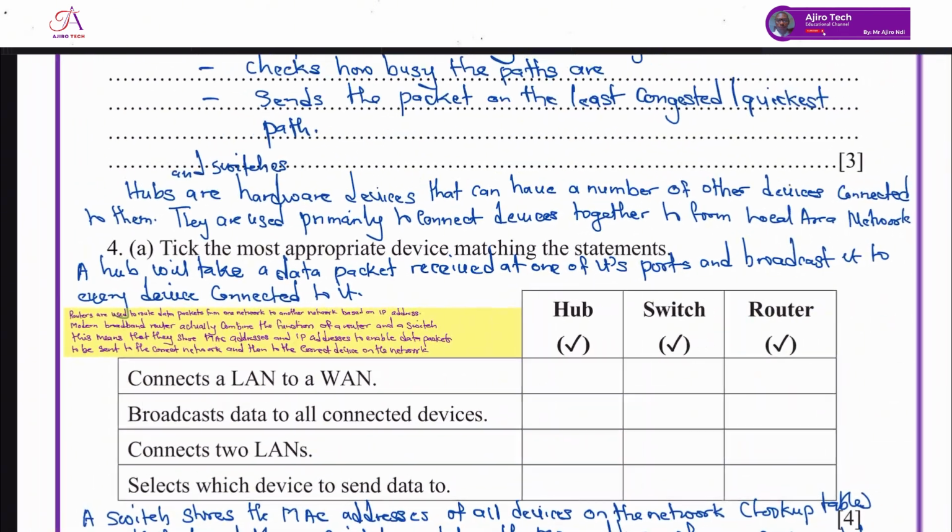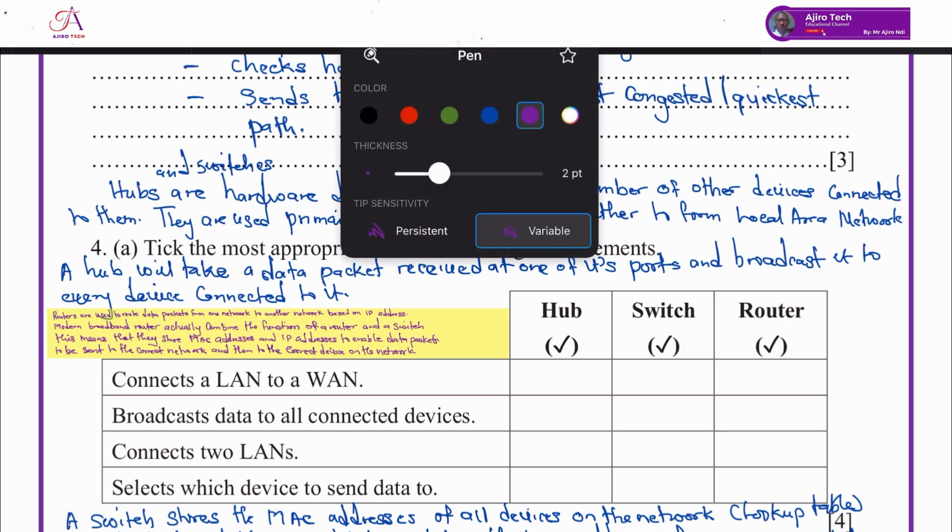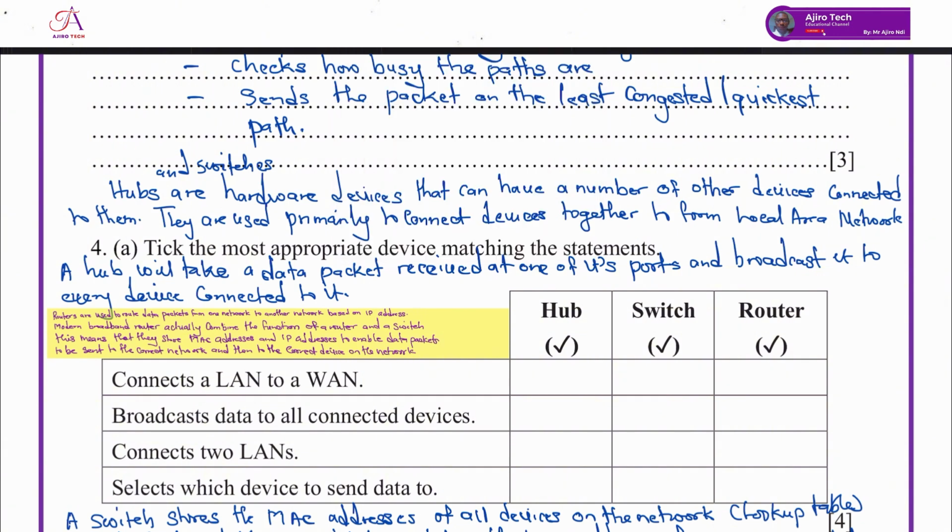So now we've done enough of this. What I want you to do is pause this and see how you can attempt 4A. Pause the video with what you've learned. We've talked about hubs, switches, and routers. See how you can attempt this, and once you're done, you can play it to see the answers.